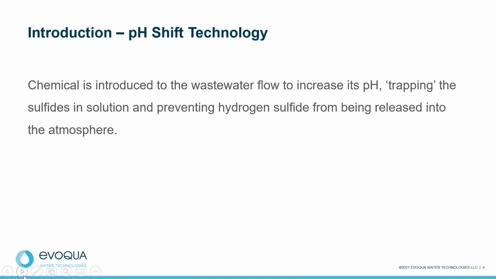The idea behind pH shift products to control hydrogen sulfide odors is to introduce chemical into the wastewater to raise the pH enough so that sulfides are then trapped in solution and prevent the release of hydrogen sulfide gas into the atmosphere.